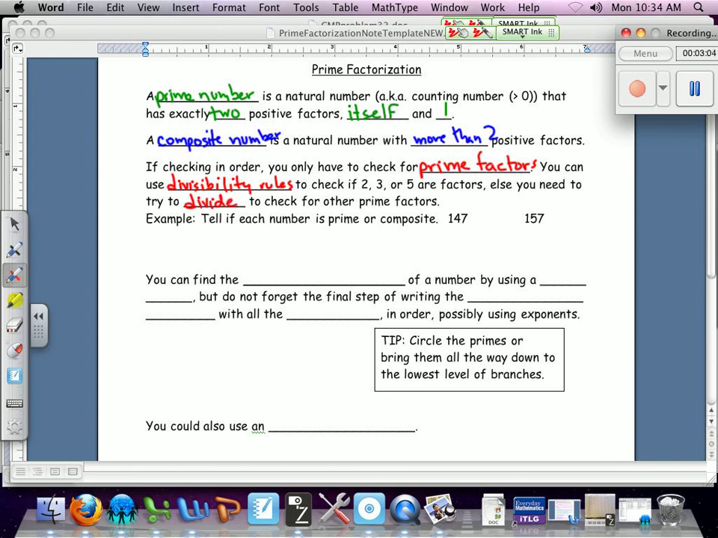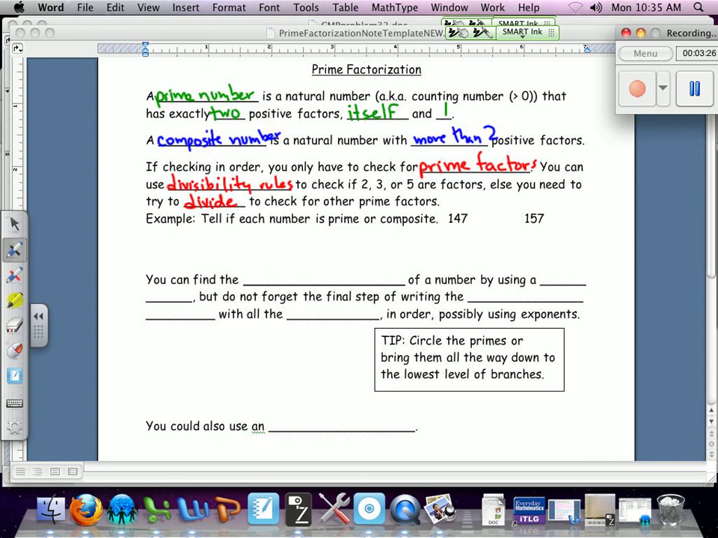So here's an example of what you might be asked for a task and what work you need to show. It says, tell if each number is prime or composite. When I look at the number 147, a lot of people say, oh, it ends in 7, I think it's going to be prime. But using my divisibility rule for 2, it ends in a 7, so it's definitely not even. It doesn't have 2 as a factor.